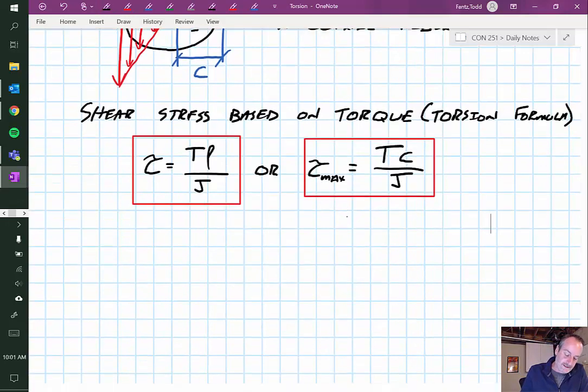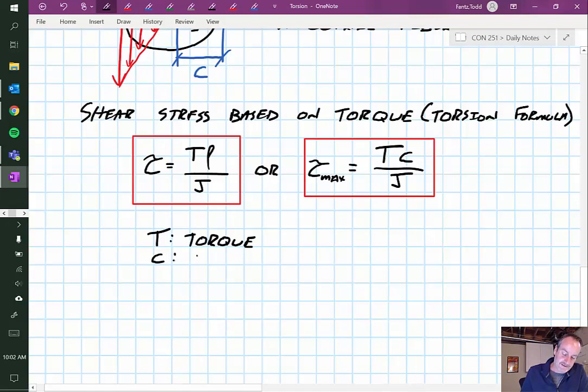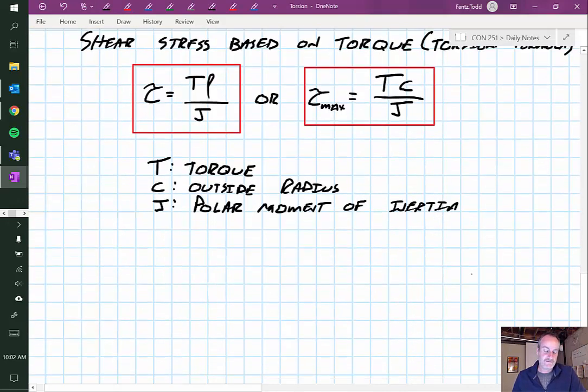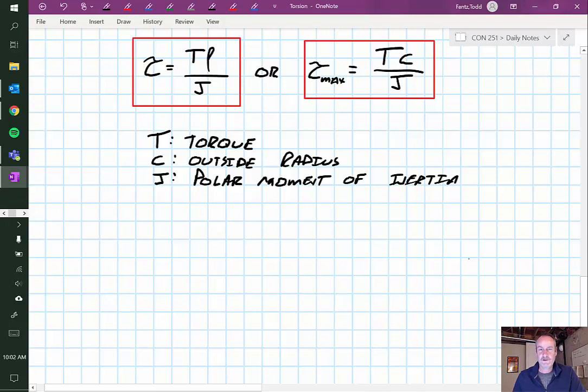So what are these variables? Like I said, T is our torque, C is that outside fiber, and then this J. J is called a polar moment of inertia. While J could have several different equations based on the shapes, we're only going to have one shape, and that is a round cross section. So let's talk about how we find that value J.